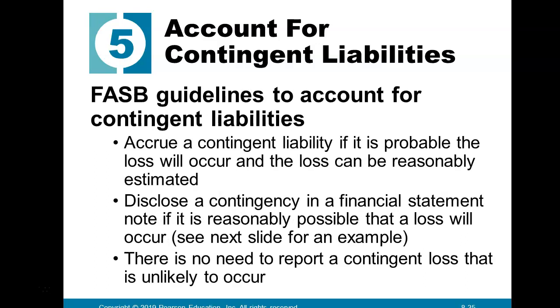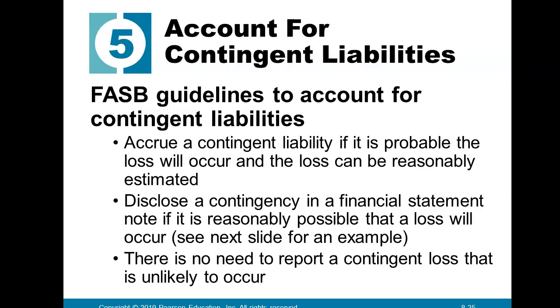So what you have to do is determine if it's a probable loss and you can reasonably estimate that, you need to account for it. Or if it is reasonably possible a loss will occur, you have to disclose it in your financial statements. You may not be able to record it because you don't necessarily know what the amount is. So disclosing it would be sufficient. And if it's highly unlikely to occur, you do nothing. You don't record it, and you most certainly don't disclose.